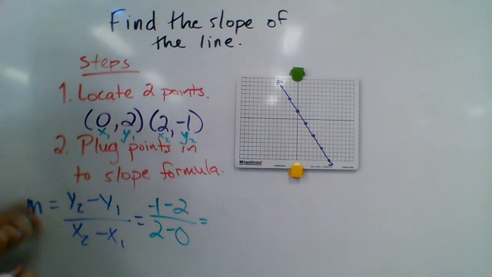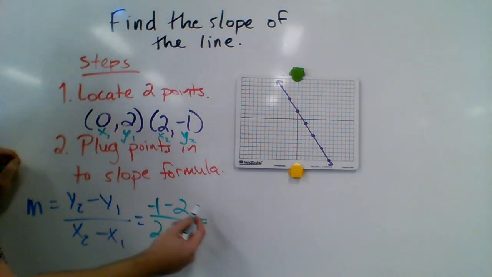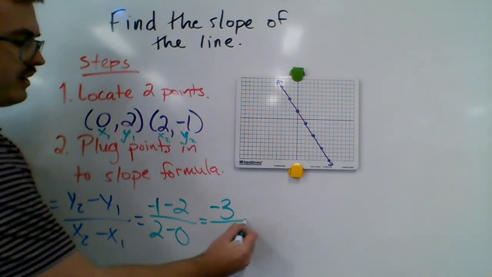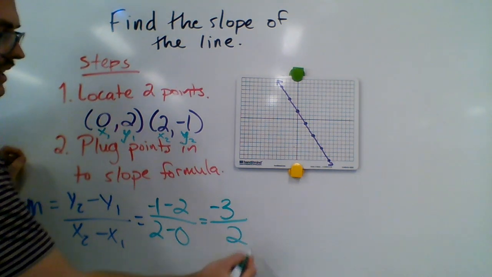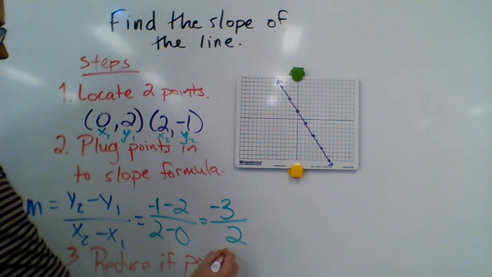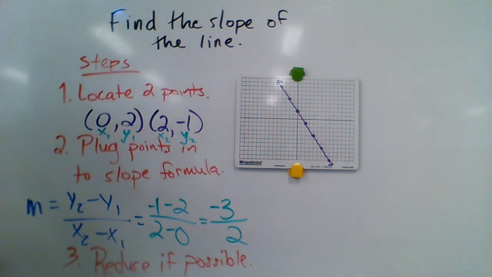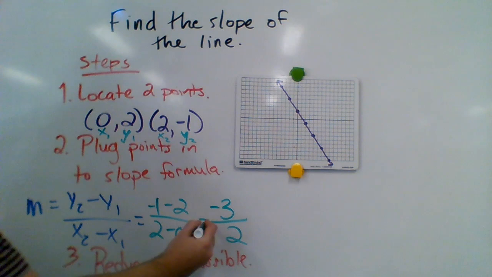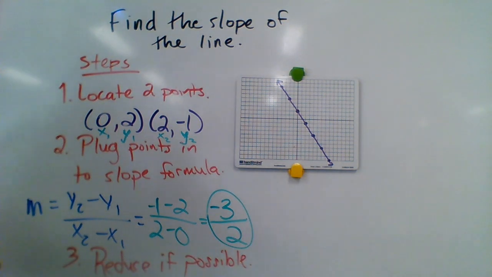That makes things easy. Anytime you can include 0 in this slope formula, it makes things easier. -1 minus 2 is -3. 2 minus 0, that's easy, that's just 2. Then this one wasn't so bad, but step number 3, just in case, if you have to do it, would be to reduce if possible. But since it's already -3 over 2, we're going to leave it as -3 over 2.